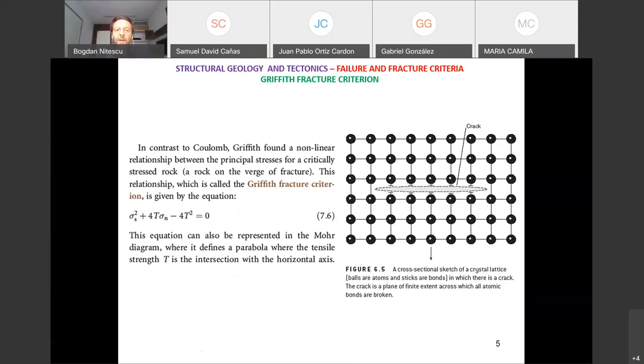And Griffith did experiments, and he realized that he can provide a fracture criterion for the tensile situation, given by this equation, which is a parabola. That's why, if you remember, we had this shape which looked like a parabola in the Mohr diagram. So basically, you see the tensile strength, and this relates on different planes. It shows the domain of stability versus the domain of instability. That's what the Griffith criterion does, in the same way that the Coulomb criterion does.